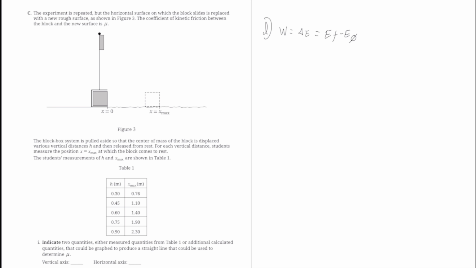Well, what is E final? It's not moving and its gravitational potential is 0, because this is what I'm calling my height 0. So now work is equal to negative E initial. Well, what was E initial? If I stretch it a vertical distance h, my initial energy was UG, so now it's negative UG. I know work is a dot product of the force that did work and the distance over which it did work, and that has to equal negative mgh.